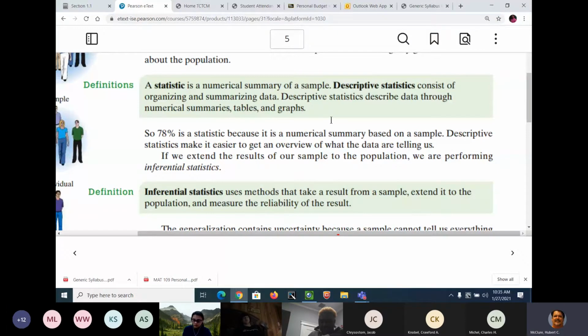Write those two definitions down. All you have to write down is, consisting of organizing and summarizing data, and describes data through numerical summaries, tables, and graphs. You don't have to write down everything, but write down most of it. Inferential uses methods that take a result from a sample, extend it to the population, and measure the reliability. So go ahead and write down those two, and I'll explain what that means.